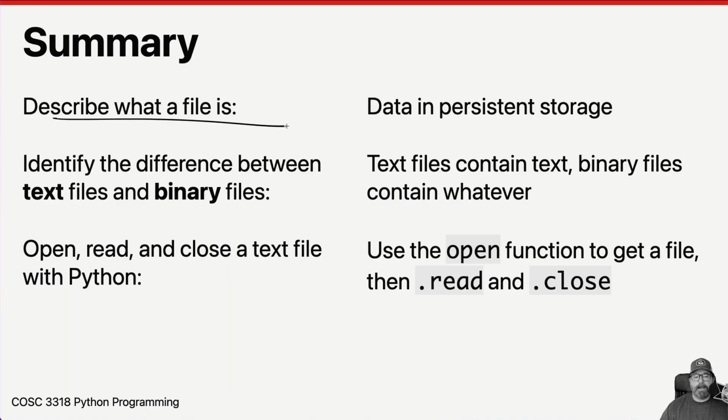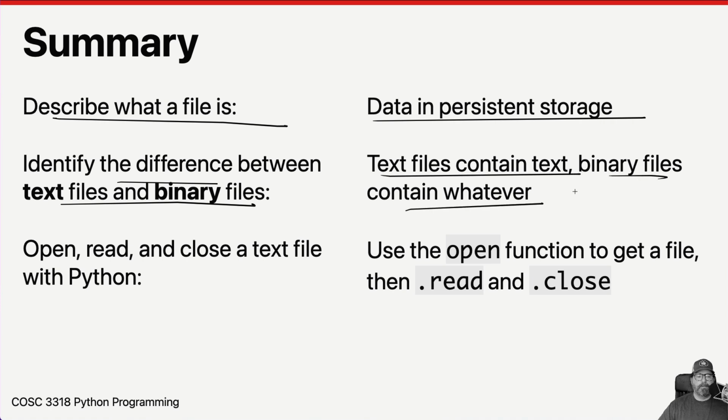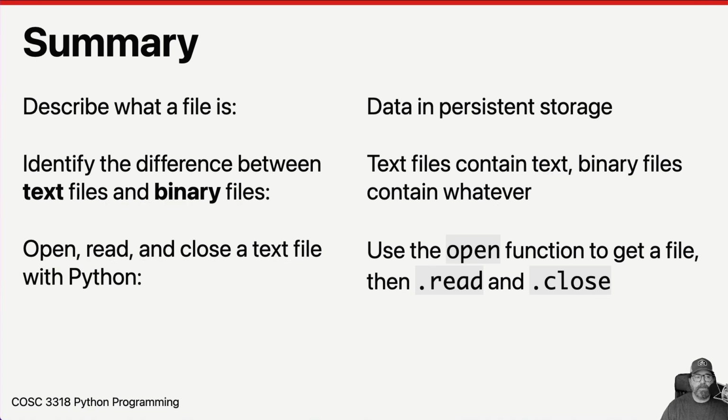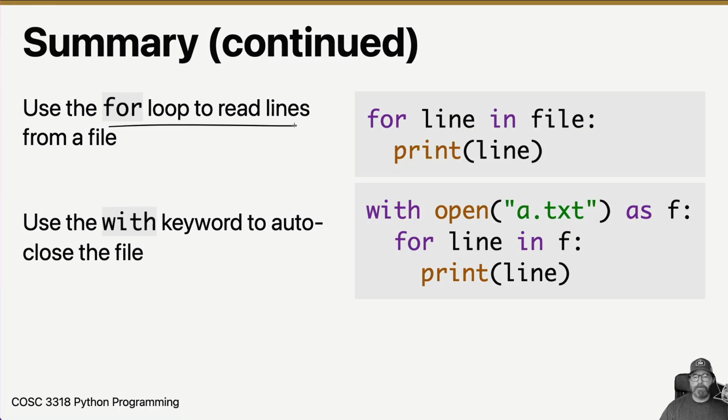And that's it. Describing what a file is: data in persistent storage owned by a file system managed by the operating system. The difference between text and binary files: text files contain text and binary files contain whatever. To open, read, and close a text file, you use the open function to get a file object, then .read to read all of the contents, or you can loop over it line by line, and then you call .close. You always call .close unless you're using a with block. And then you can loop using a for loop for the line inside your file object.